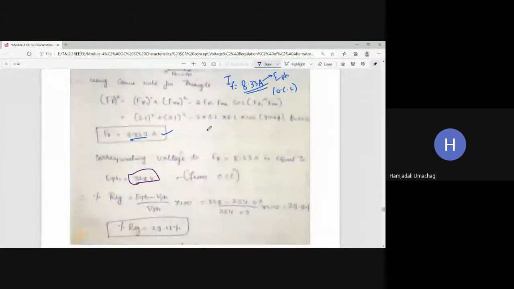So now you have calculated EPH, that is 328. Now finally calculate regulation. Therefore percentage regulation is equal to EPH minus VPH divided by VPH into 100. EPH is 328. VPH means 440 by root 3, that is 254.03. Divided by 254.03 into 100. The answer will be 29.11%. Check that all of you are getting the same answer.